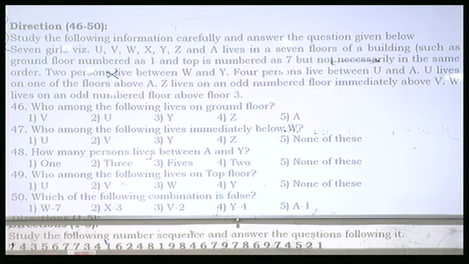Then U lives on one of the floors above A. Z lives on an odd number floor above V. W lives on an odd number floor above floor 3. W above floor 3. 46 to 50.